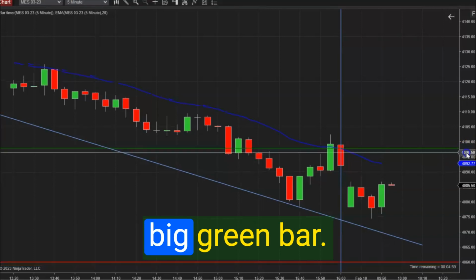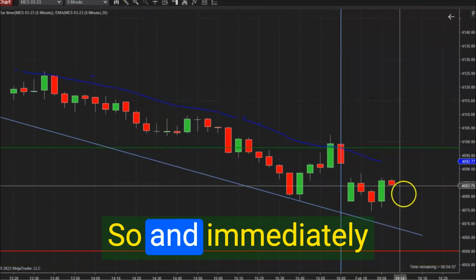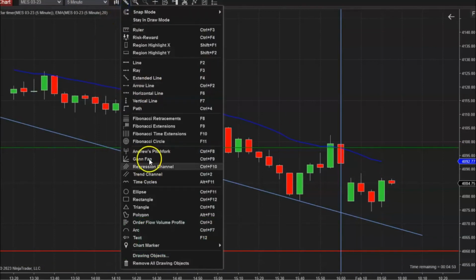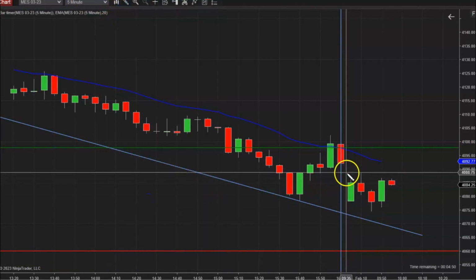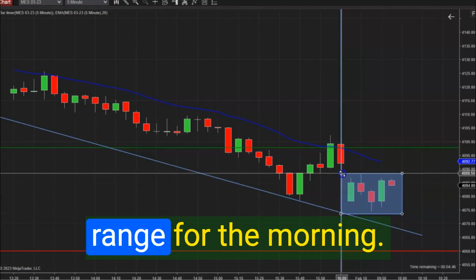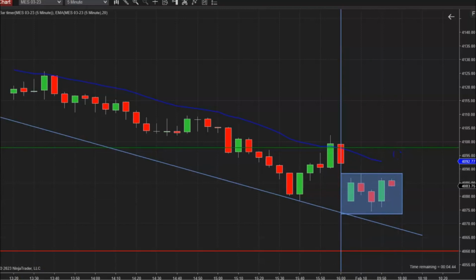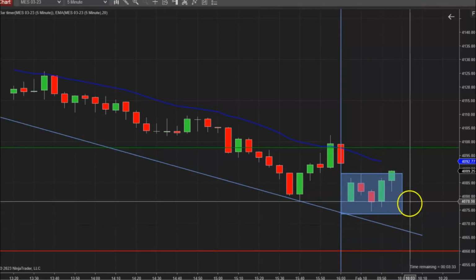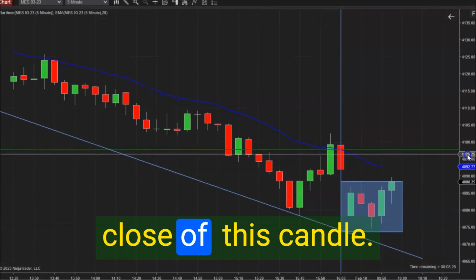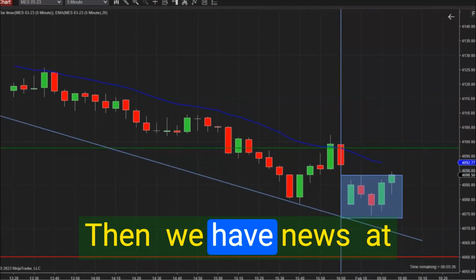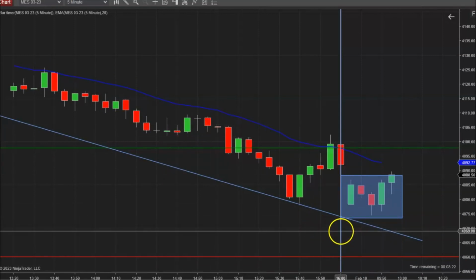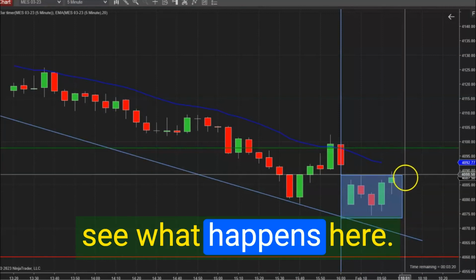All right, now we have a big green bar. And immediately they started to sell it, but let's see what happens here. Here is the opening range for the morning so far. All right, so here we are. We'll stay on till the close of this candle. Then we have news at 10 a.m. But let's see what happens here.